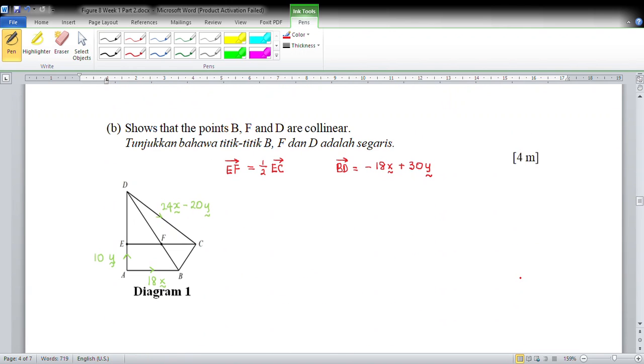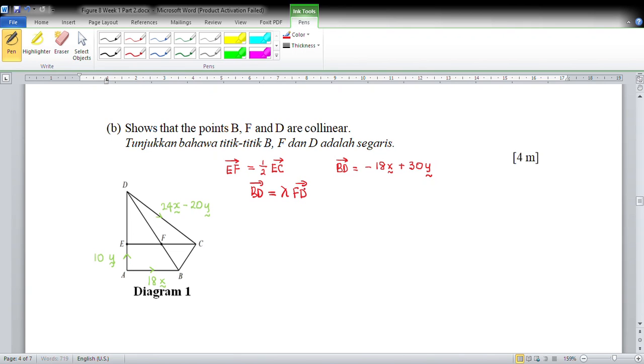Okay, part B, we have to show that the points B, F, D are collinear. That means they lie on a straight line. As I said earlier, we have to make an equation. So I'm going to check whether BD is equal to a constant, let's call it lambda, times FD.